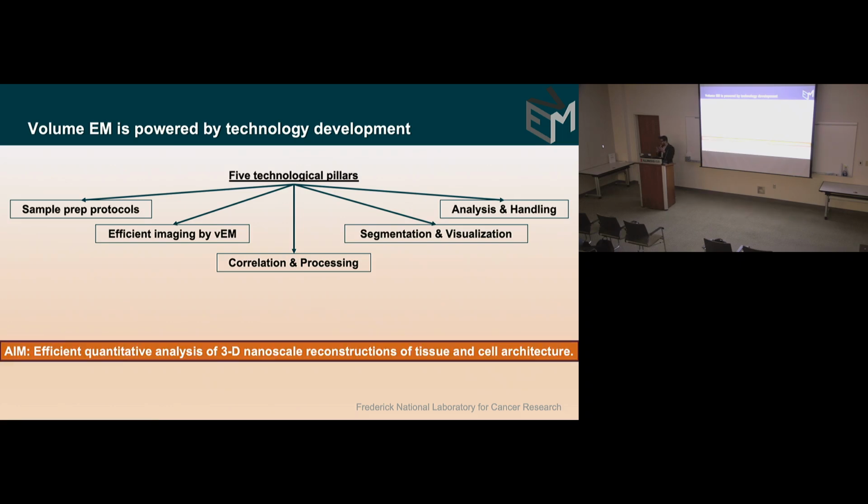So the overall aim, and this is our philosophy, is that we are aiming to do efficient quantitative analysis of three-dimensional nanoscale reconstructions of tissue and cell architecture. In one sentence, that's the aim of our lab. I know there are many words, but really what it means is you're looking at tissues and cells in 3D at nanoscale resolutions, and the whole point is you want to eventually get to quantitative analysis, and you want to do it relatively quickly.